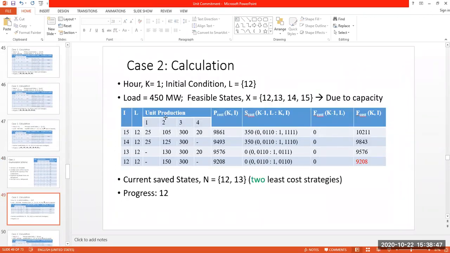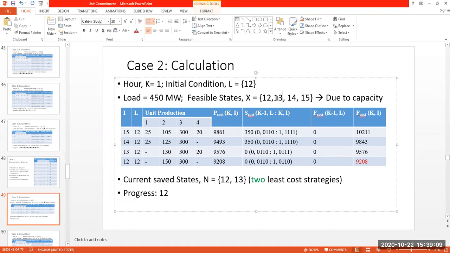So now, what are the feasible states? I will simply go through the differences. I will not go through the specific detail of this calculation, because the calculation process is exactly the same. Just the difference comes here. Our initial condition was still 12. Load is still at 450. This is the difference. So for the feasible states, you see I have included 13. In case number 1, 13 was not part of the feasible states, or even of the allowable states, because of priority ordering. But now 13 is one of the feasible states.